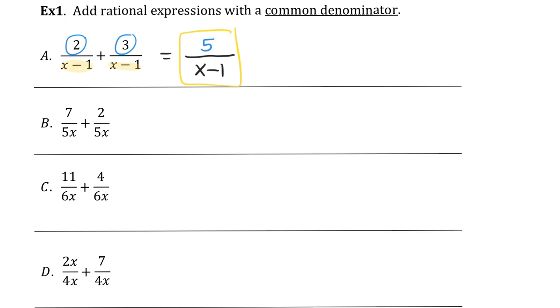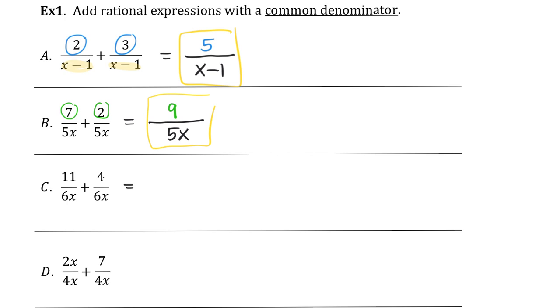Okay, for b, 7 over 5x plus 2 over 5x, they both have a denominator of 5x. So I'm going to go ahead and add their numerator. So 7 plus 2, I get 9. Does 9 over 5x simplify? No, it doesn't. So I'll leave it like that.